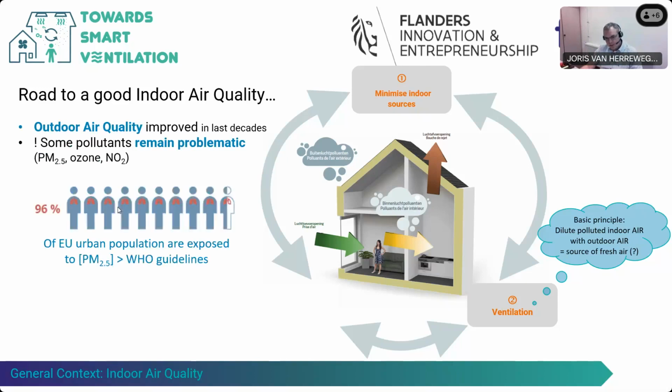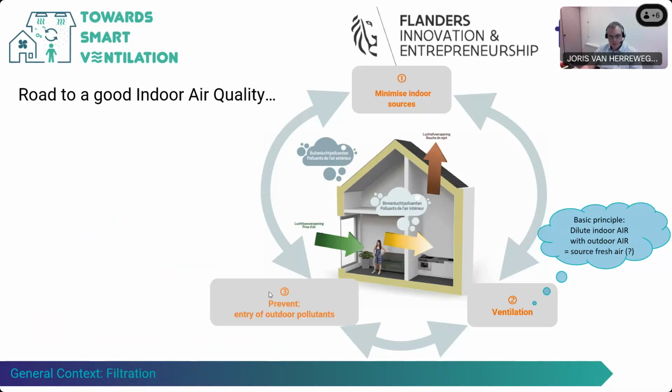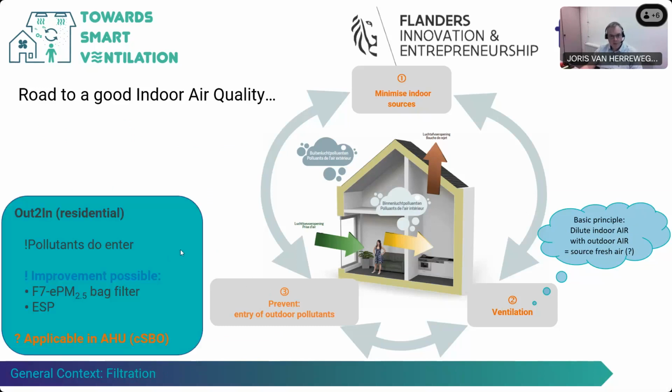As such, 96% of our European citizens are living in a region where the PM2.5 concentrations are above the guidelines of the World Health Organization. And this has a huge impact on our health. For Belgium, it's accounting for more than 8,000 deaths a year. So a third important cornerstone to obtain a good indoor air quality is to prevent the entry of outdoor air pollutants. And this can be done by filtration.